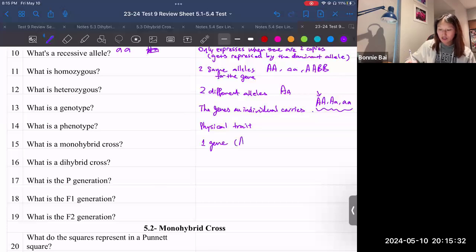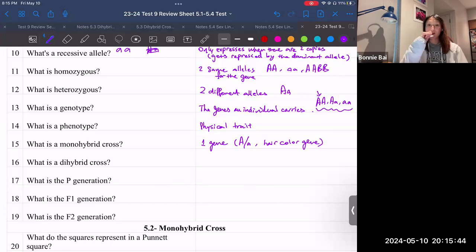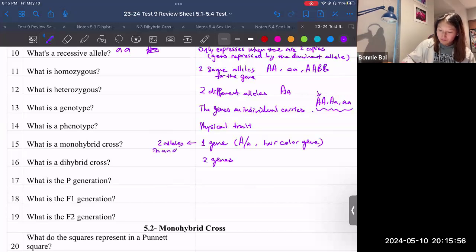Okay. Next one, monohybrid cross is when you're looking at one gene. That means you're just looking at the big A and the little a, like just the hair color gene on its own, right? You're not mixing up the A's and the B's. It's just one type of letter. A dihybrid cross has two genes. Also, for the monohybrid cross, with one gene, you can have two different alleles in an individual.